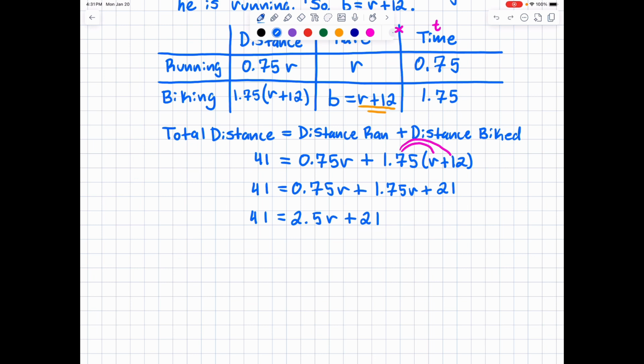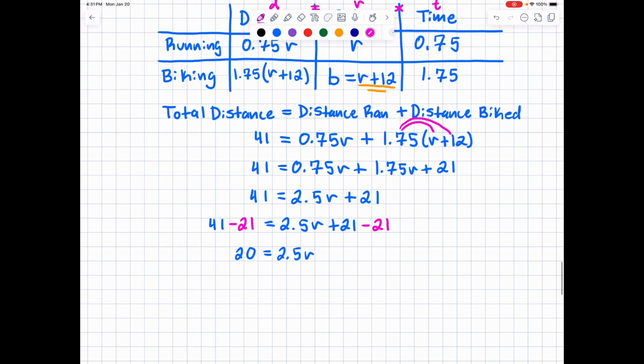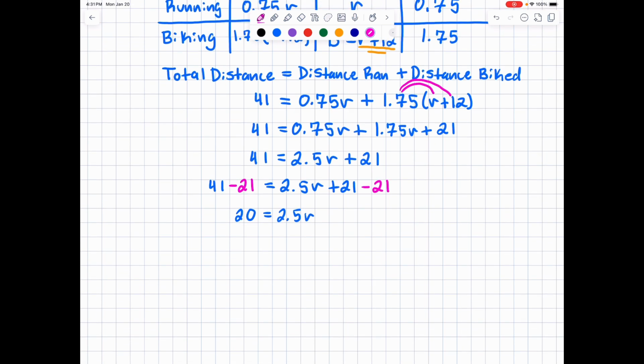So I'm going to go 41 minus 21 equals 2.5r plus 21 minus 21. So 41 minus 21 is just 20, and on the right-hand side, we're just left with 2.5r. Now, to get rid of 2.5r, we're going to multiply both sides by 1 over 2.5.